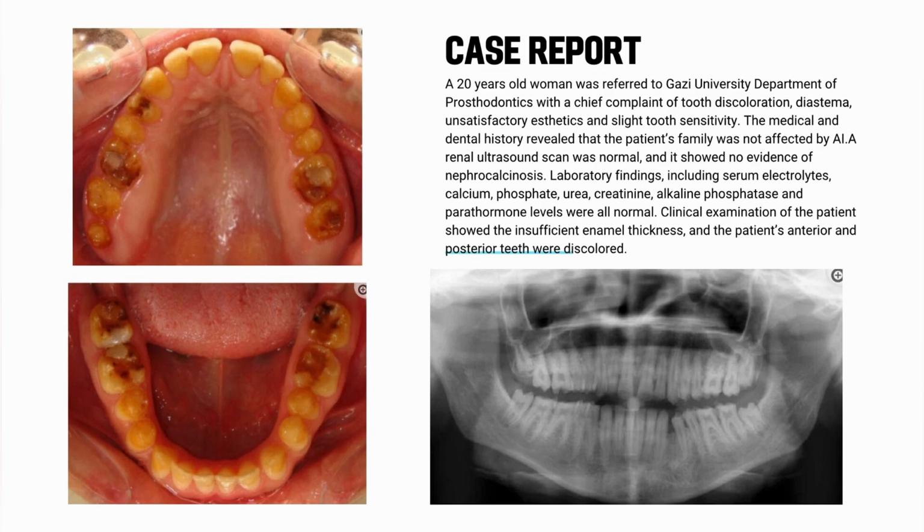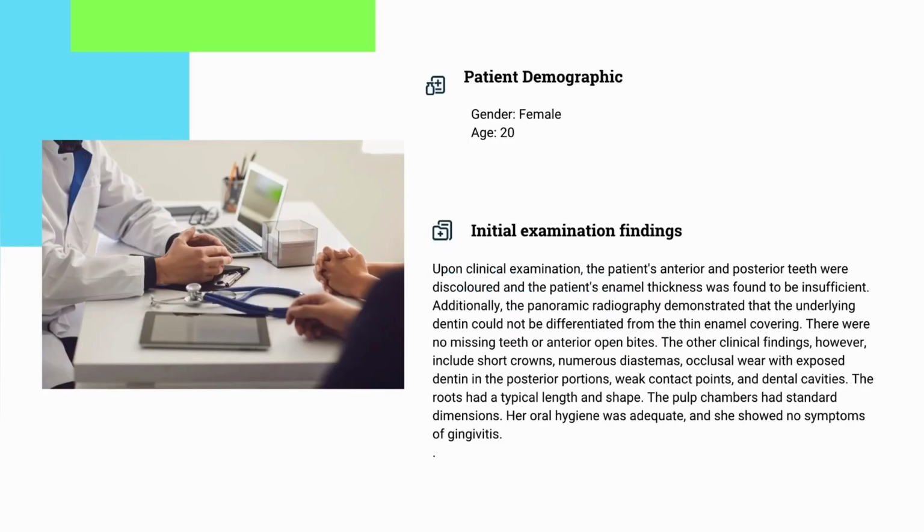Laboratory findings including serum electrolytes, calcium, phosphate, urea, creatinine, alkaline phosphatase, and parathormone levels were all normal. Clinical examination of the patient showed insufficient enamel thickness, and the patient's anterior and posterior teeth were discolored. Patient demographic: gender female, age 20.